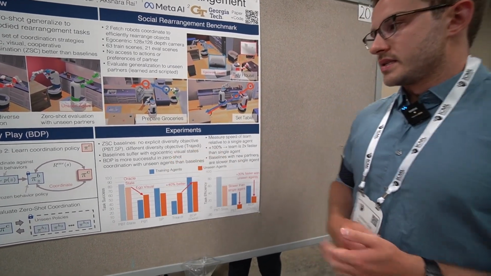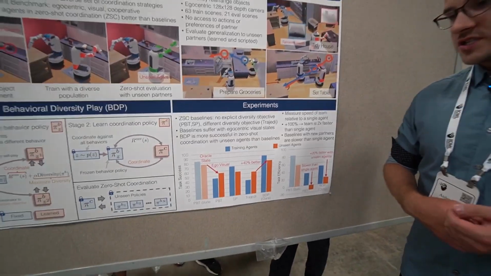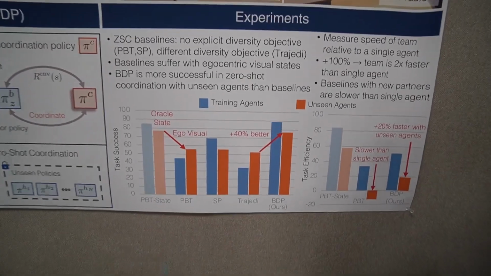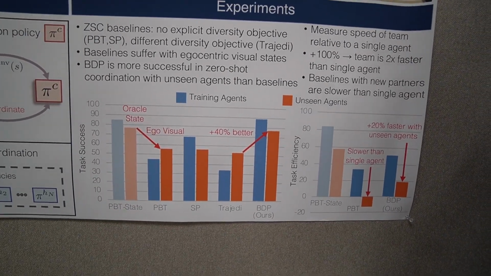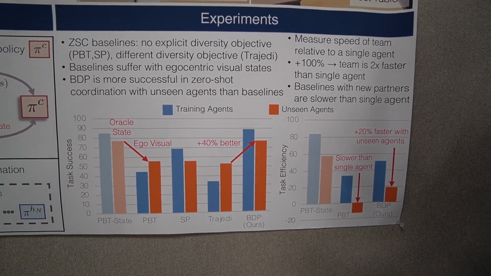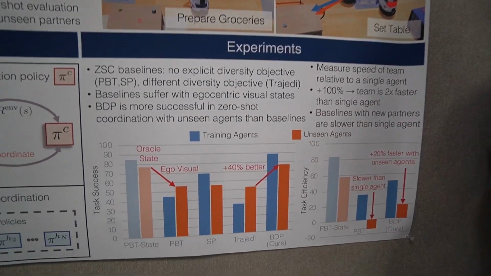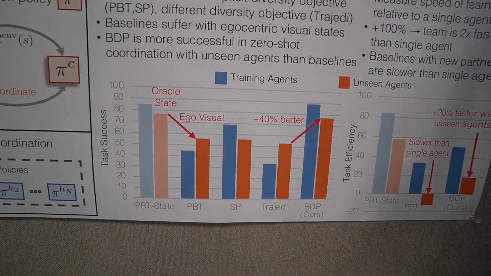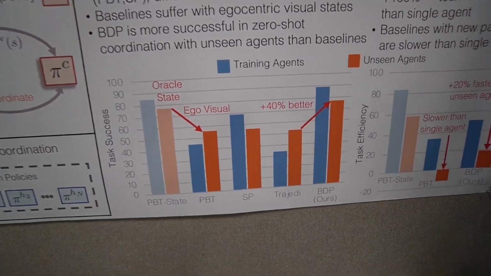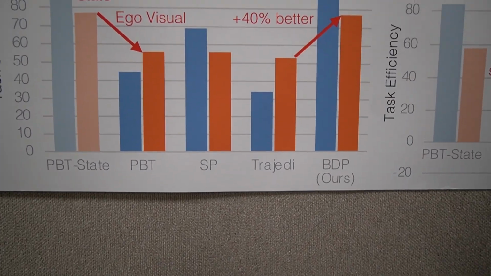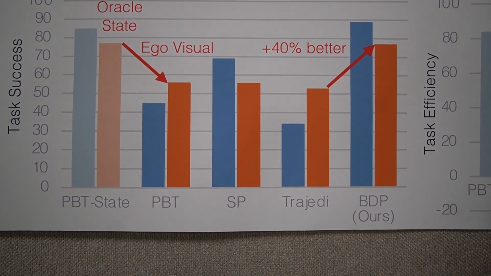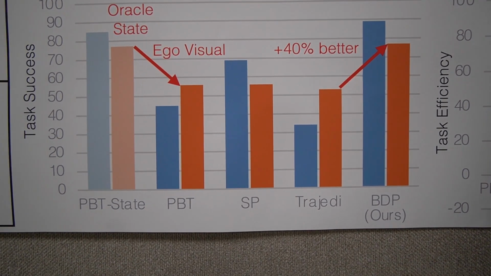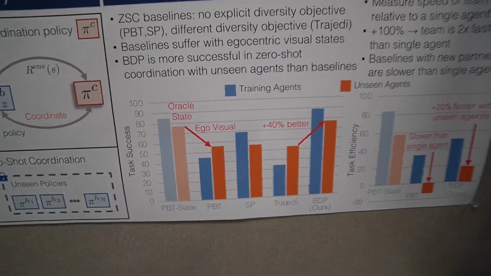Yeah, and so what we find is that prior baselines in this space do well when they have a perfect representation of the state, when things are fully observable, but they really break down when we move to the more realistic, egocentric visual observation space. Whereas our method, BDP, the behavioral diversity play I talked about before, generalizes a lot better when operating from the egocentric visual camera.